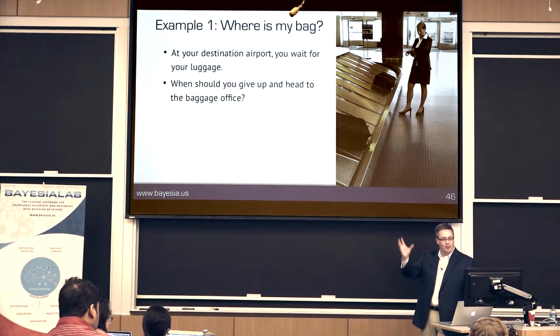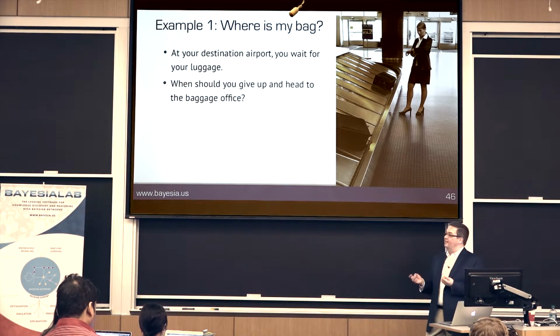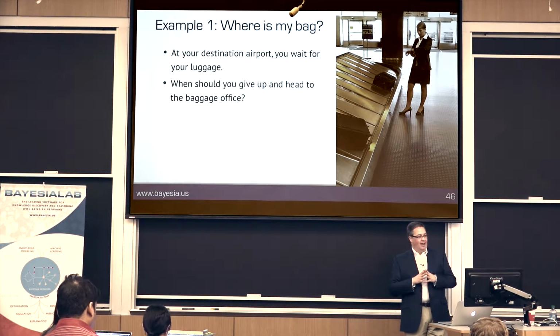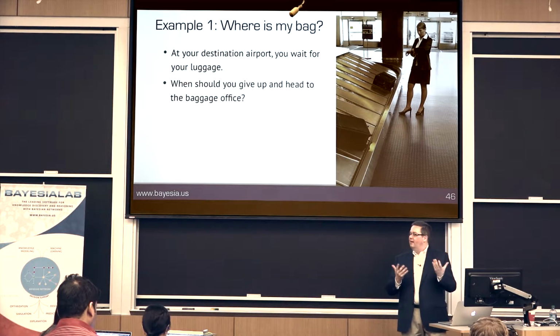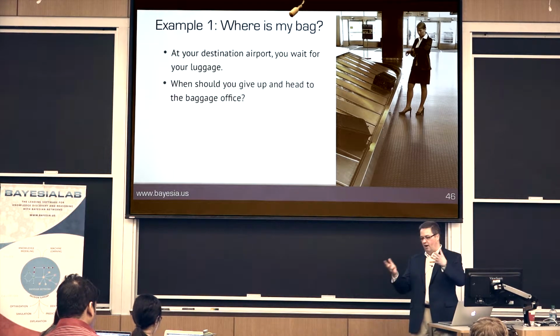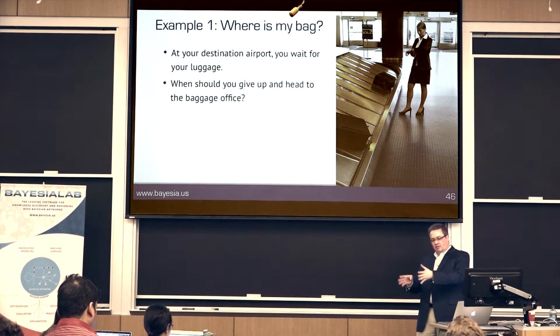So you wait, everybody's bag comes off the conveyor belt, lands on the carousel, and you wait and wait and wait. And at some point you start thinking about when is it time to actually go to the baggage office to make your lost baggage claim. And I've been in that situation so many times that I started thinking about, well, how could I solve that? As I stand there, as the bags roll off, and I don't see mine coming, what is the probability of my bag actually still showing up?